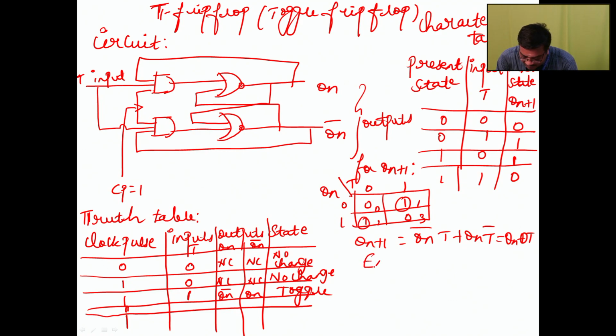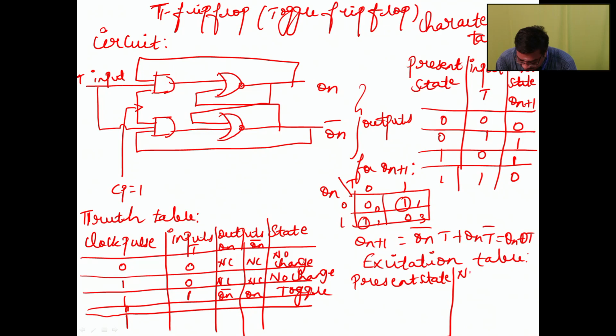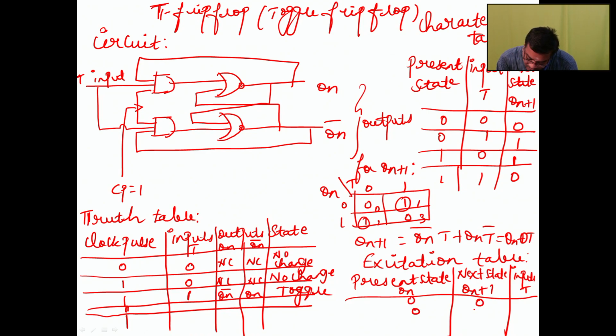So the excitation table. Present state, next state and inputs. The present state Qn, next state Q n plus 1, and the input T. So 0 0, 0 1, 1 0, 1 1. So this is the final thing.